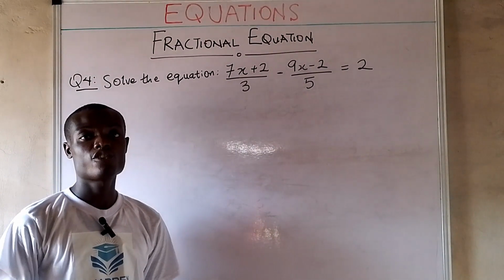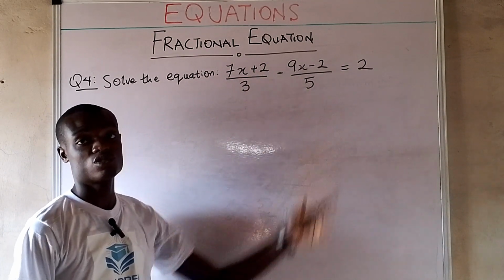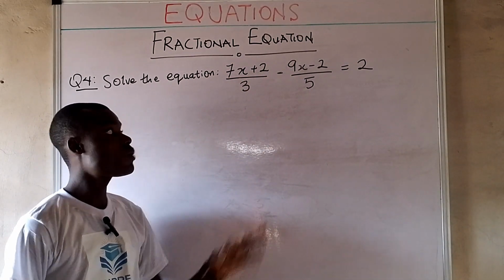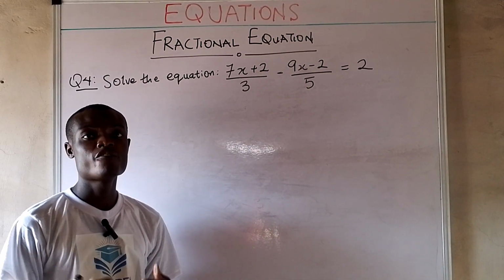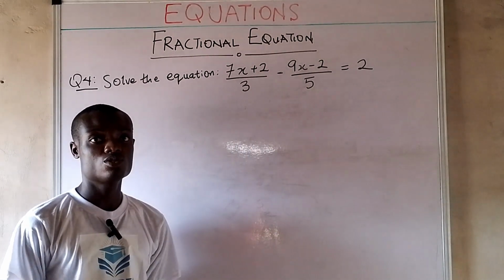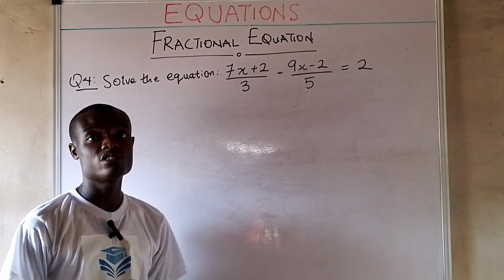So we move on to look at the fourth question, which is 7x plus 2 over 3 minus 9x minus 2 over 5 is equal to 2. When we have this set of fractional equation, remember the first thing you have to do is to find a common denominator. And how can you get that common denominator? By finding the LCM of the denominators.